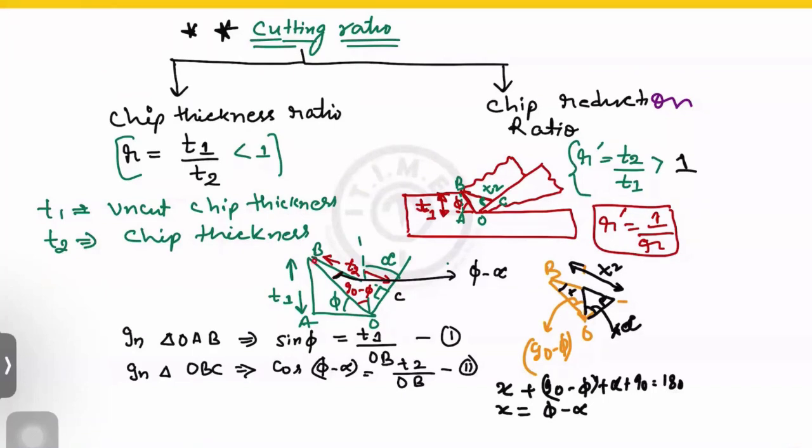Now you consider this particular triangle. You take cos of phi minus alpha. What is cos of phi minus alpha? This is the base, this is the hypotenuse. Why have I used cos here? Because I want to use OB in both forms. That means I want to express the OB value in sine phi as well as cos of phi minus alpha. Why? Because I want to calculate the ratio of t1 and t2, that is the chip thickness ratio. This OB will cancel out. So the first equation is this, the second equation is this.